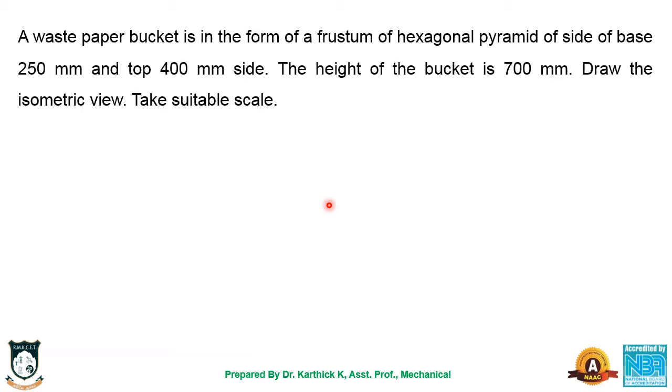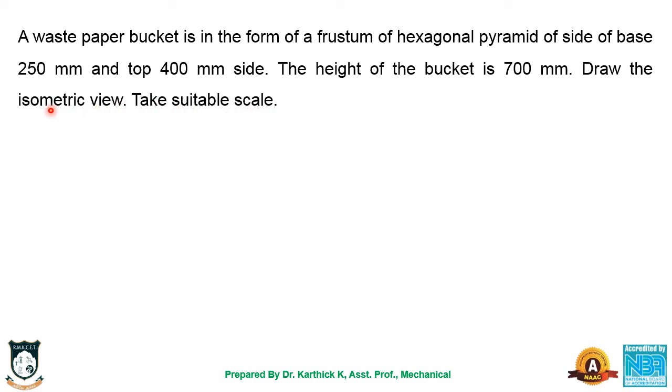This is a problem which is given. A waste paper bucket is in the form of a frustum of hexagonal pyramid of side of base 250 mm and top 400 mm. The height of the bucket is 700 mm. Draw the isometric view. Take suitable scale.